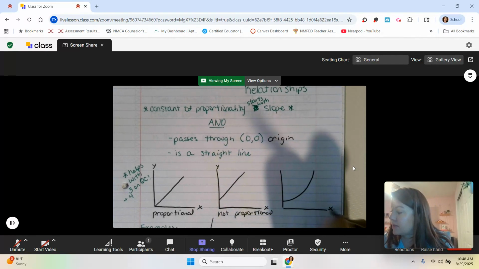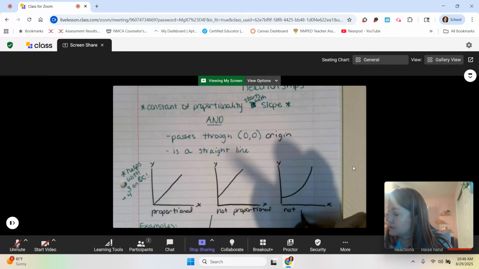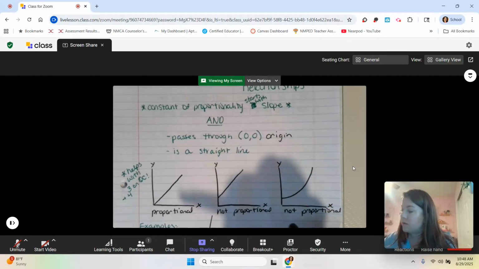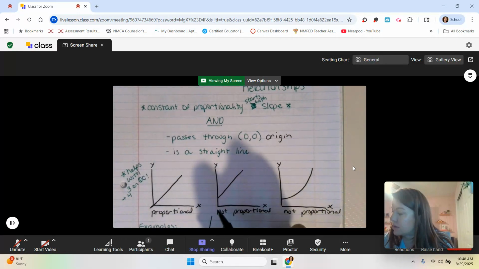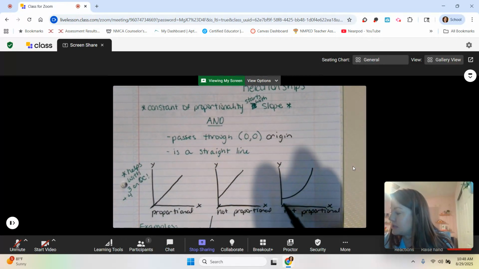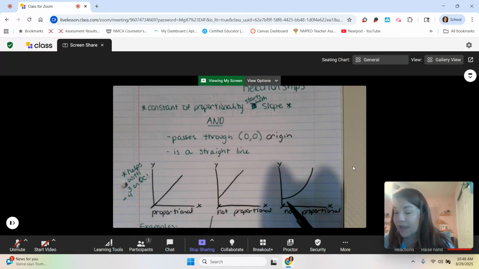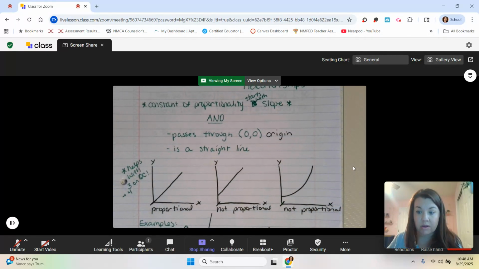This one right here, this is not proportional for 2 reasons. One, it doesn't go through the origin, right? This is the origin right here where the 2 axes meet. That's your origin. So this one doesn't go through there, and it's not a straight line. So therefore it's not proportional. Okay, so number 3 and 4 on your quick check, those are very important.